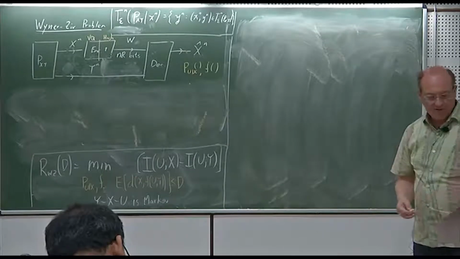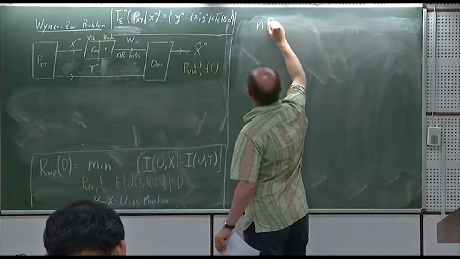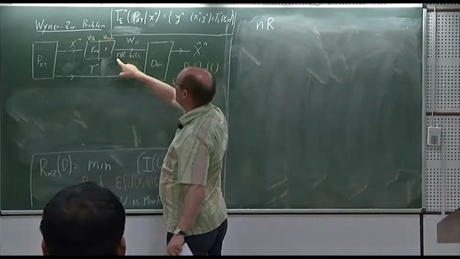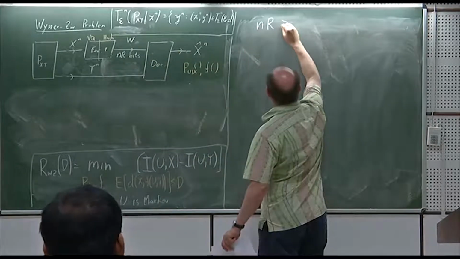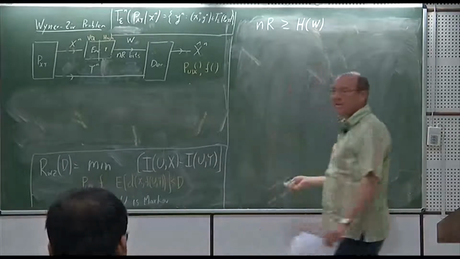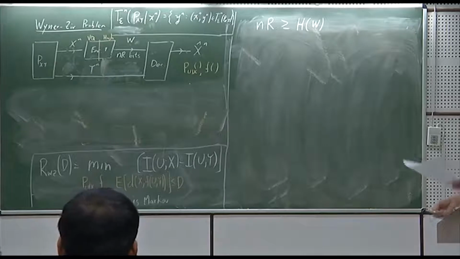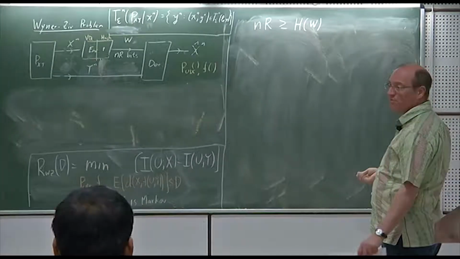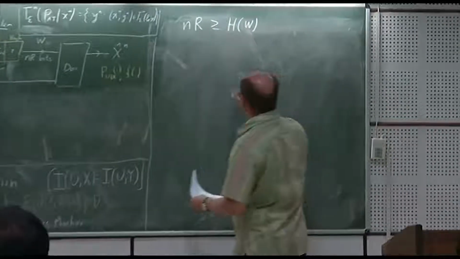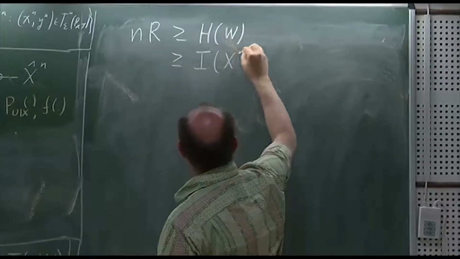So we again start with the same bound: the entropy of W has to be less than NR, the number of bits we have, certainly by the data compression theorem, has to be bigger than the entropy of W. That's just the classic data compression result. And then this is, of course, bigger than something that looks like this.